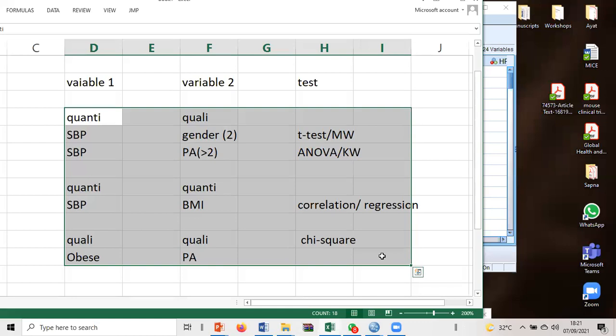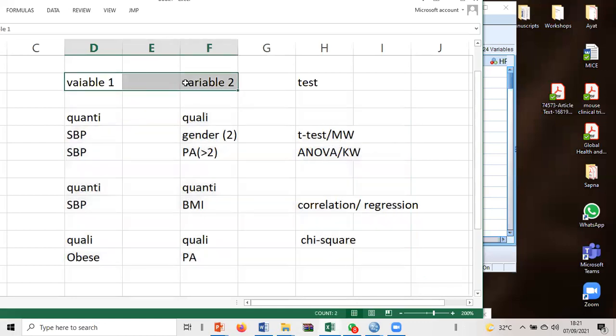So this is variable 1 and variable 2. This is only simple linear, bivariate, only two. Whatever I did so far, only two variables, one quantity, one quality. Another two variables, again one quantity, one quality, two levels. We did BMI and SBP. We did obesity and PA. Only two variables.